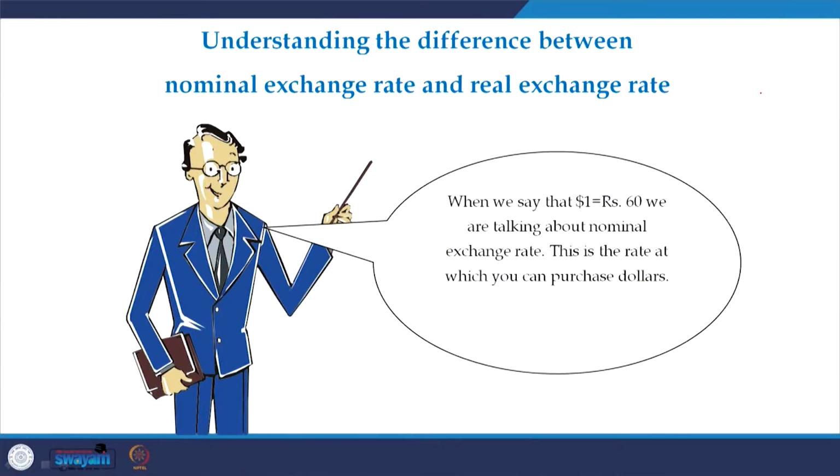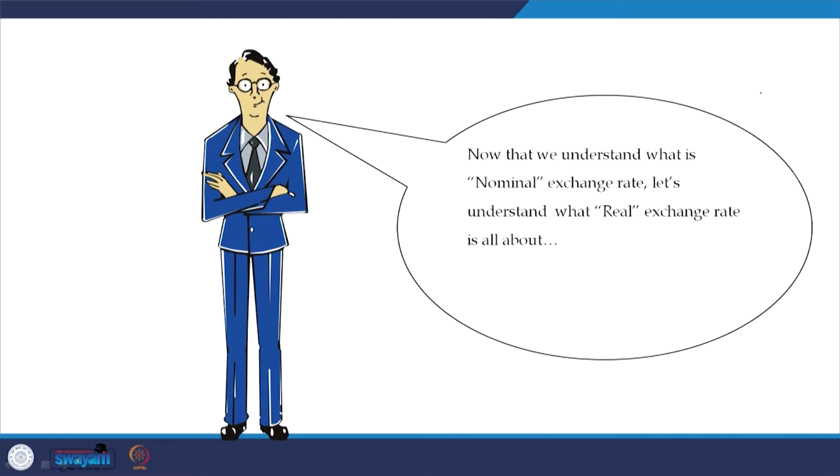So, let us say that we have $1 equivalent to 0.6 rupees or 60 paisa. No, sorry, 0.6 is very absurd. So, it is very clearly given, it is 60 rupees. Let us say $1 is equivalent to 60 rupees. We are talking about this number called the nominal exchange rate. 60 is the nominal exchange rate against $1, and this is the rate at which we can purchase dollars. Now, we understand what the nominal exchange rate is very clearly.